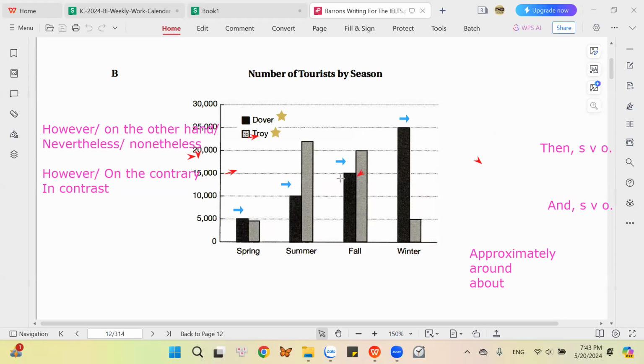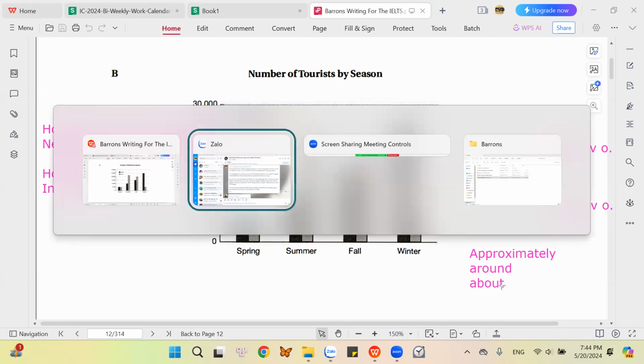For example, this one, we will look at this one. It is below 5,000, but we don't know much. We don't know exactly how many tourists are at this point in the graph. So please try to use the words approximately, around, and about for you to score big time in writing.